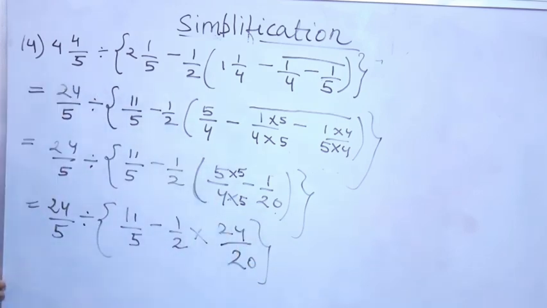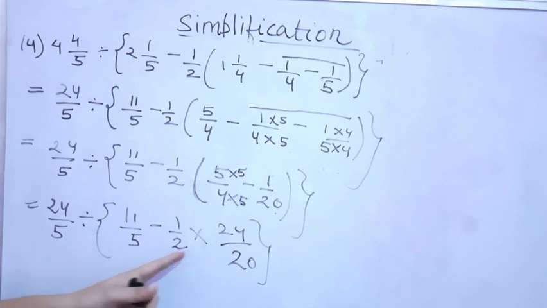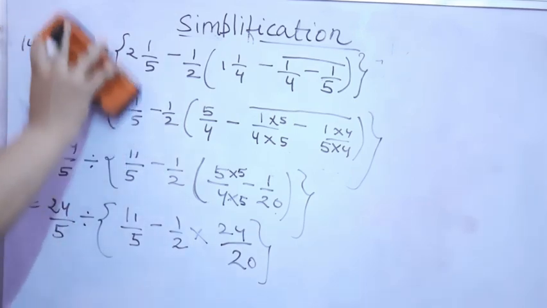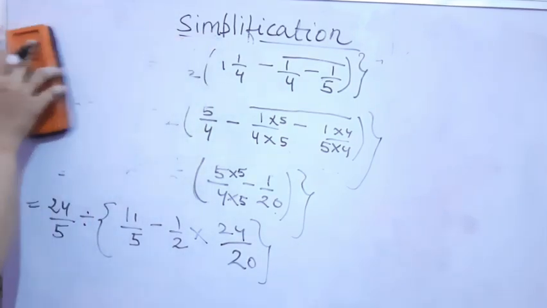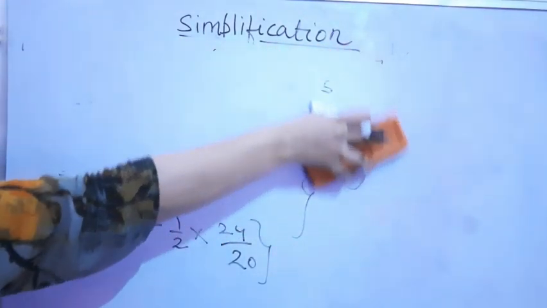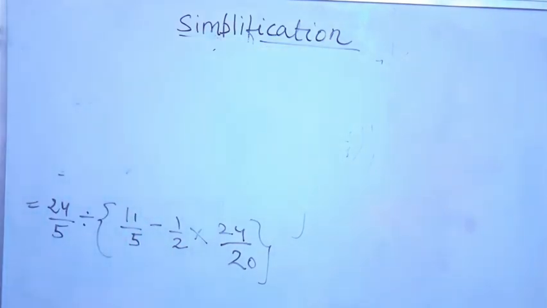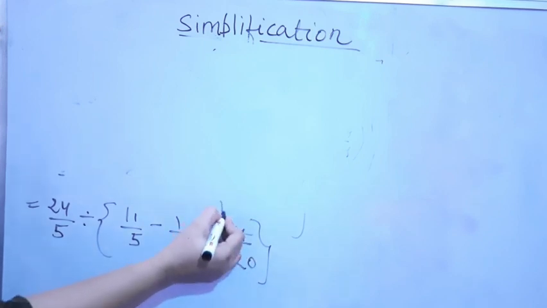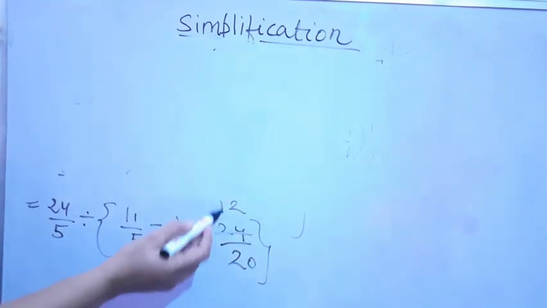So 24 upon 20. Now within the curly bracket there are two operations. One is multiplication, one is subtraction. So which one do I have to do first? Multiplication or subtraction? If you know the answer, kindly comment down in the comment section please. Pause the video and comment down in the comment section. Yes students, so I have to do the multiplication first. So here it will be 2 1s are 2, 12 2s are 24.